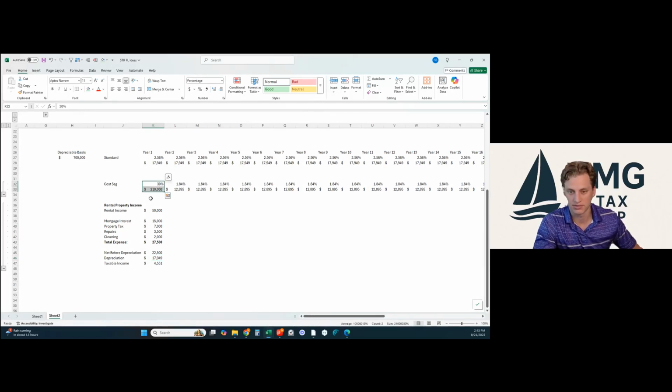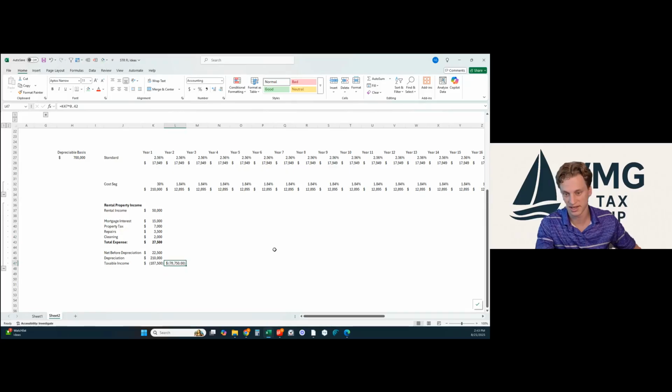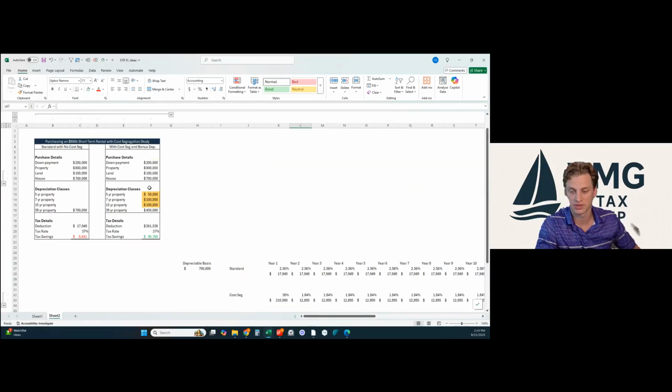The cost seg model is a little bit different, where you would generate a massive loss in year one. If you did it right, you could count it against your active income. $187,000, if you're in the top tax bracket and you're in a state with taxes, you could save, let me type this in, times 0.42, that's a top tax bracket with 5% in the state. That could save $79,000 in taxes. So pretty significant.